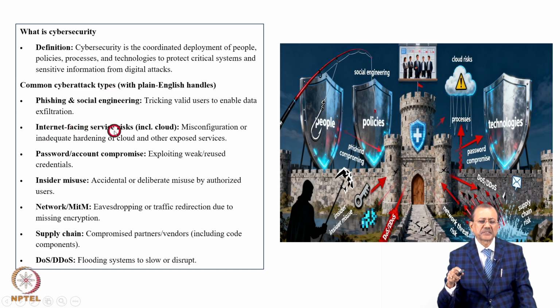Internet facing service risk. Whenever we use the internet, if we don't use it carefully, like when we are using our net banking account or our debit or credit card, and if we are not particular about the OTP and all those things, we may sometimes have to face a very difficult situation. We may lose money also. Password account compromise. These are the common cyber attack gates, I will call them.